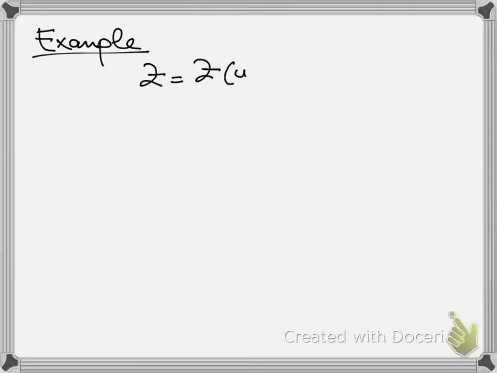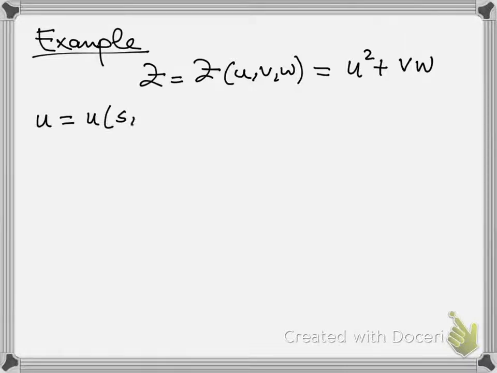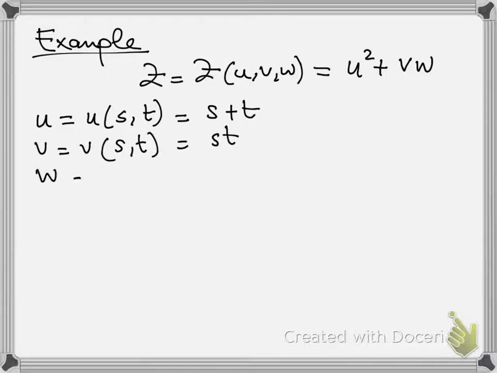Okay, so let's just do an example so you can see how to apply the formula. Let's say z is a function of u, v, w, and let's say z is u squared plus v times w. And let's say u is a function of s and t, so let's say u is s plus t, let's say v is s times t, and w, let's say it's s times e to the t.